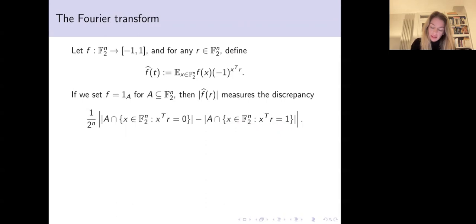This means that if this Fourier coefficient is small in absolute value, then the set A is roughly evenly distributed across these two complementary hyperplanes. So in that sense, it has some of the properties that a random set might have, and we call a set A with the property that all of its non-trivial Fourier coefficients are small in absolute value, uniform.